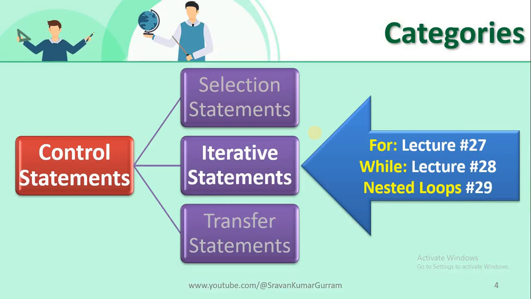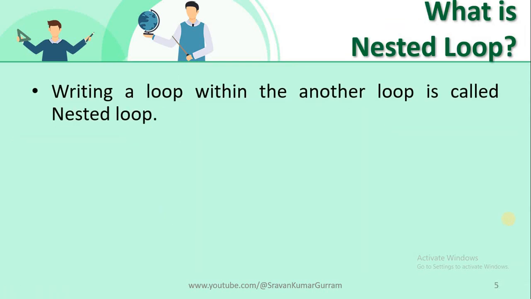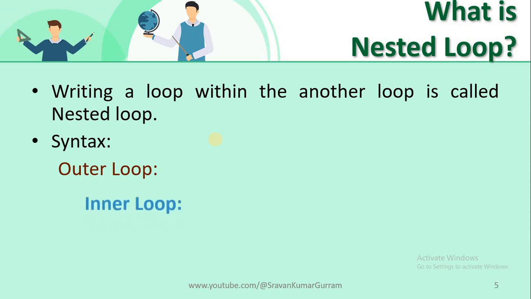So as part of the control statements, in the iterative statements, let us try to understand what is a nested loop. Writing a loop within another loop is called a nested loop. Then how to implement this? Already we discussed two loops, while loop and for loop. So we can write any one loop within any other loop. This concept is called a nested loop. Then how to implement it? Coming to the syntax, first we need to write one outer loop.